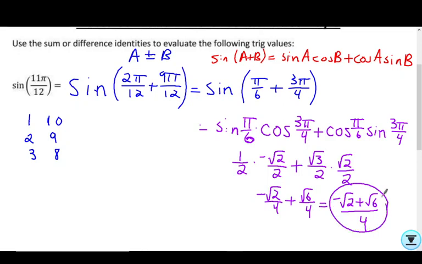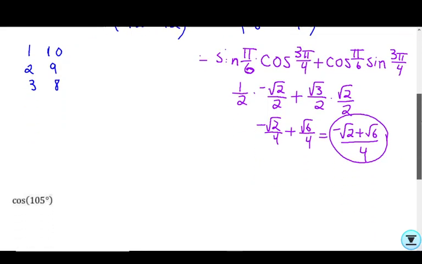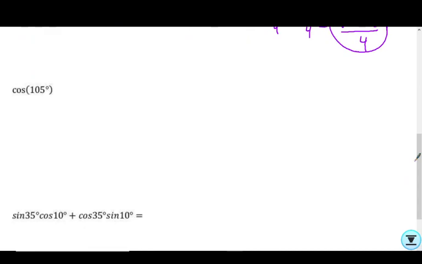You cannot add those two things together. Just leave it like that. That's it. That's the sine of 11 pi over 12. So we're just using the identity. The hardest part of this one is splitting up that fraction and getting two fractions from the unit circle. All right, next one, cosine of 105.